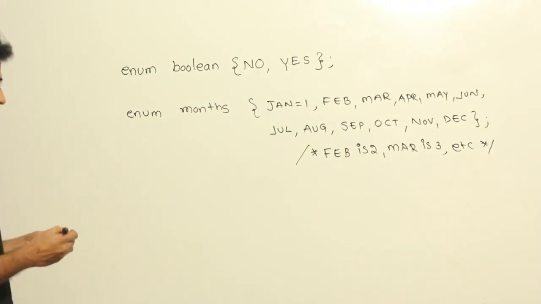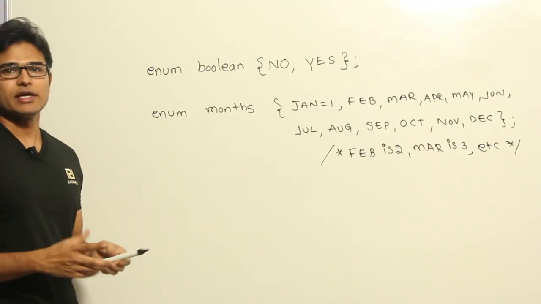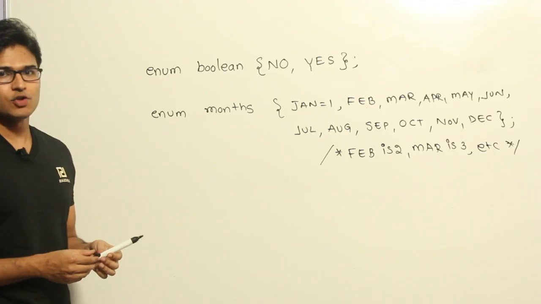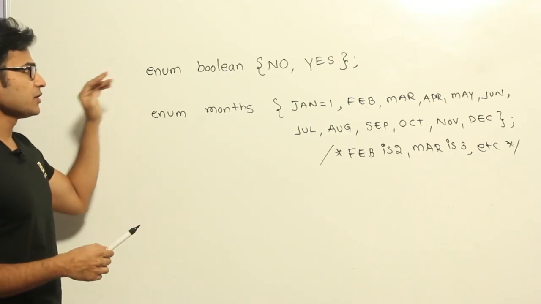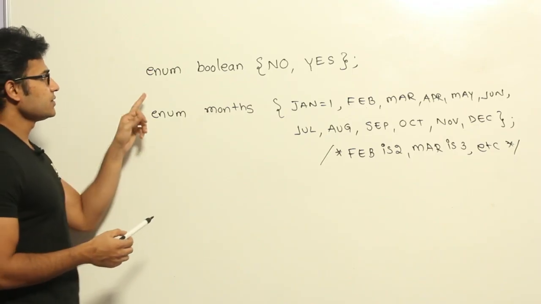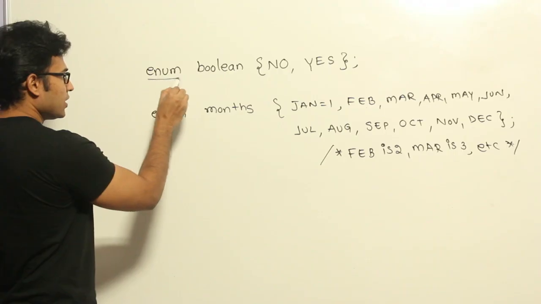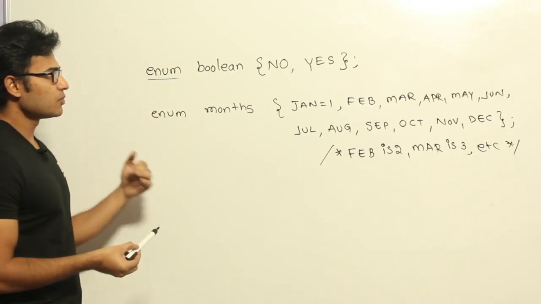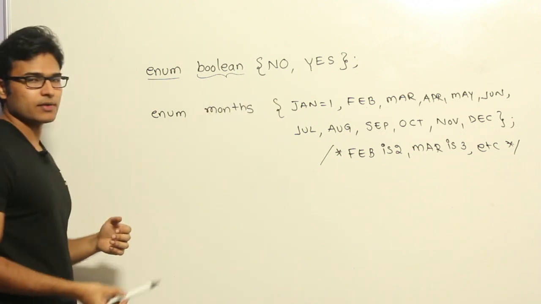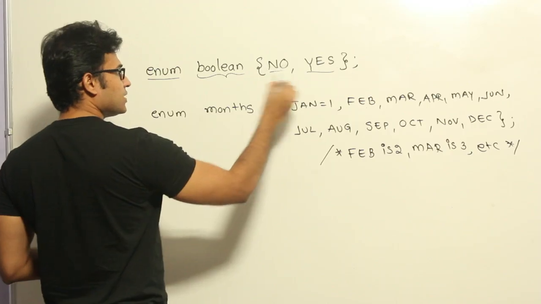Now let's see enumeration constant. That is one type of constant which will be helpful in improving the readability of a program, right? So instead of using numeric constants, if you use enumeration constants, it will give you better readability. For example, let us say here you have enum boolean, which means enum is the keyword which is used to define some enumeration constants, and boolean is the name of the set of constants. Okay, and now we are having no and yes defined within this set.